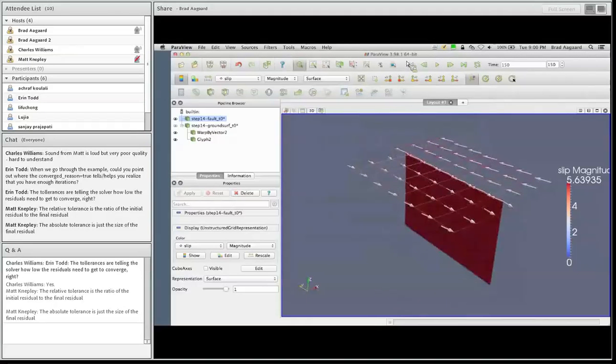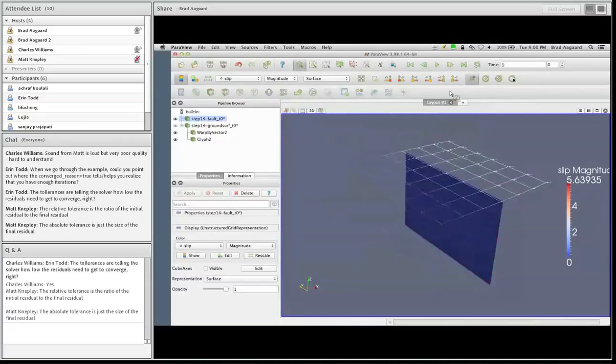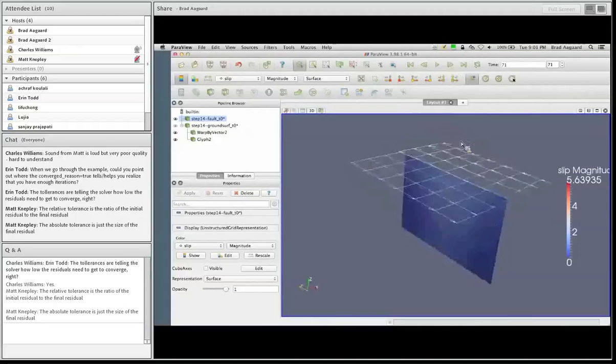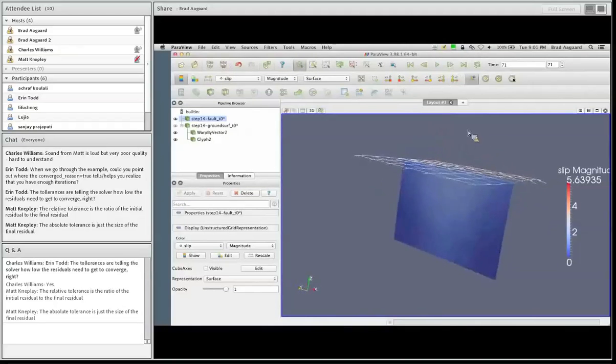So now we're up at 5. Let's now rewind up here with the left arrow, and now let's start stepping through. You'll see that the model is just deforming as we go forward in time. Now we're starting to get, you can see the slip there.